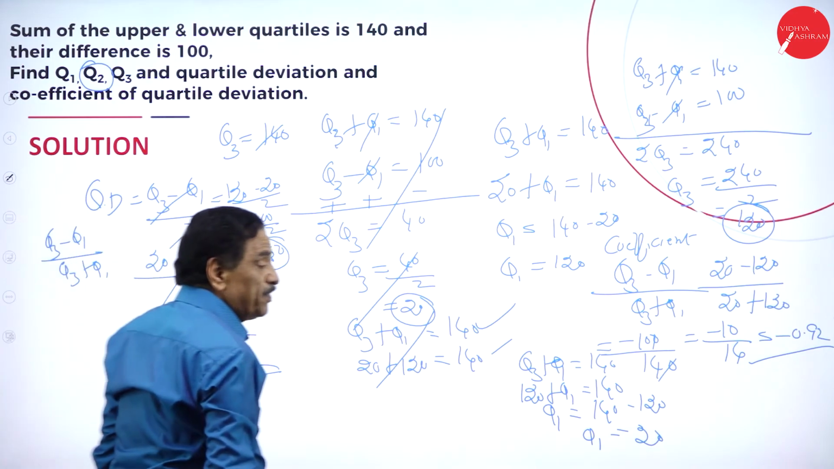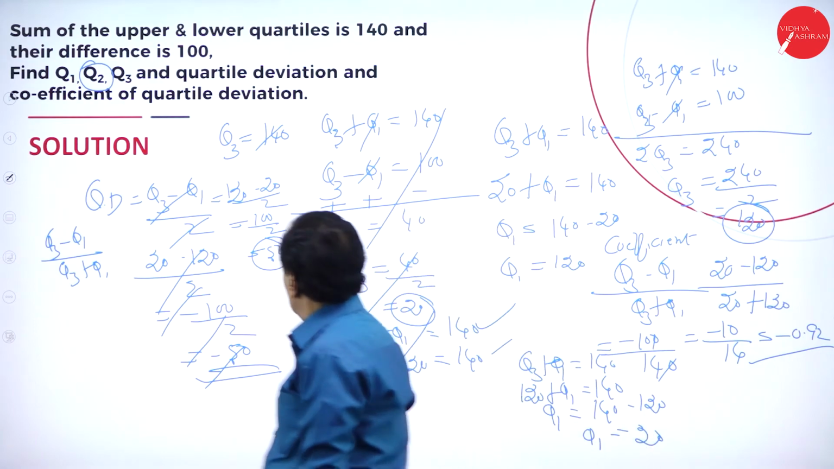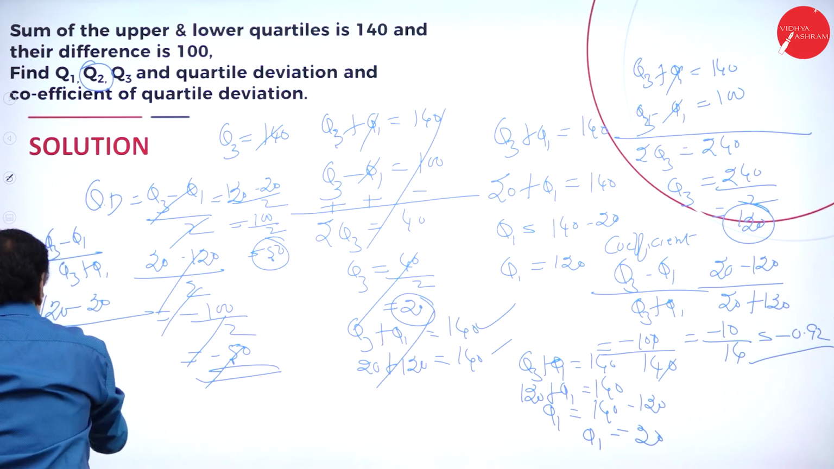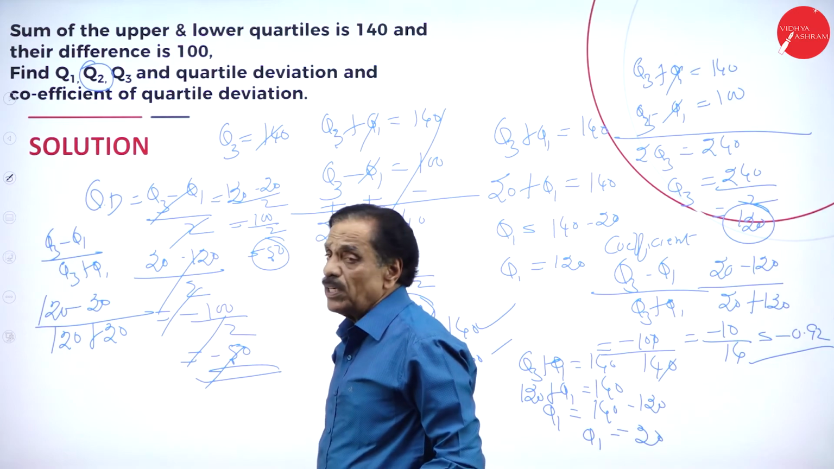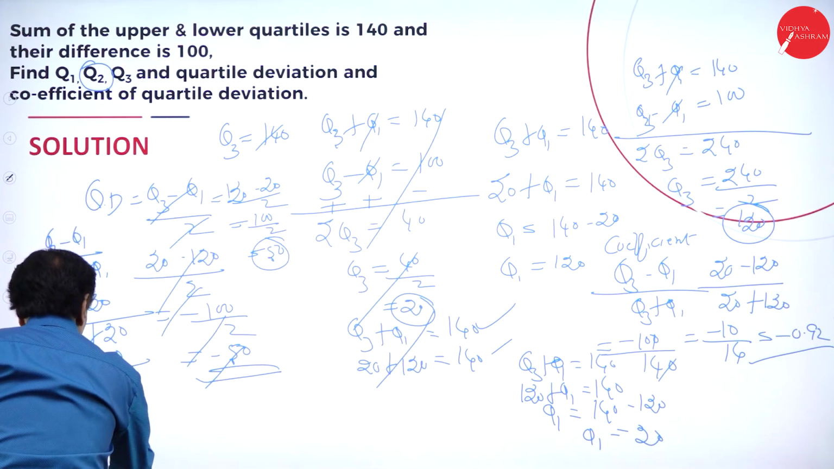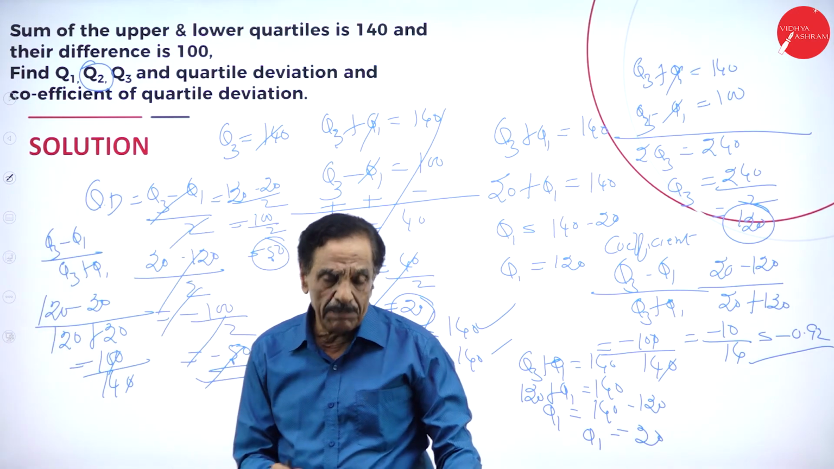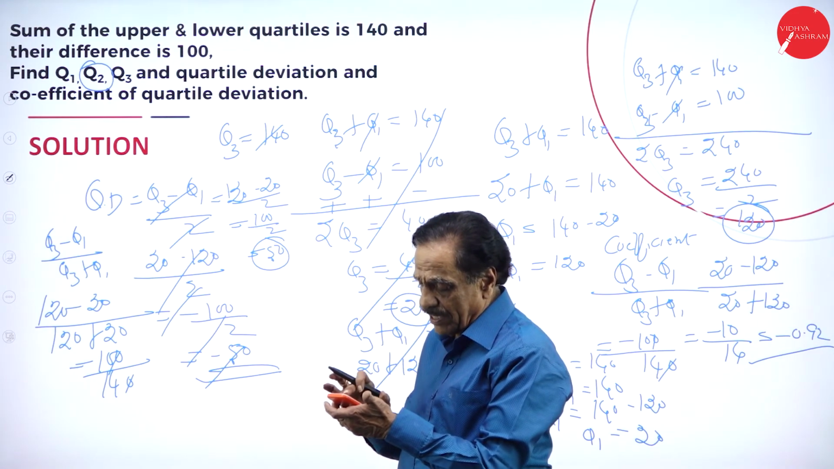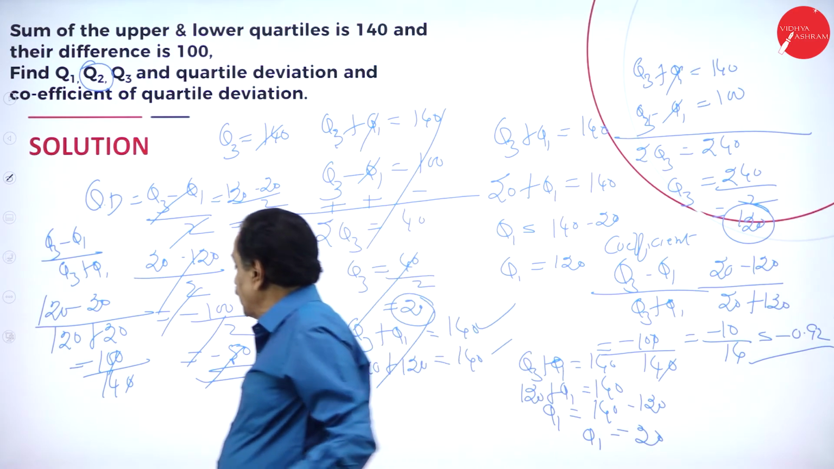If you go for the coefficient of quartile deviation, what is the formula? Q3 minus Q1 divided by Q3 plus Q1. What is your Q3? 120 minus 20 divided by 120 plus 20. So 120 minus 20 is 100. This is 140. Cancel the 0. So it is 10 divided by 14. 10 divided by 14 is 0.71.